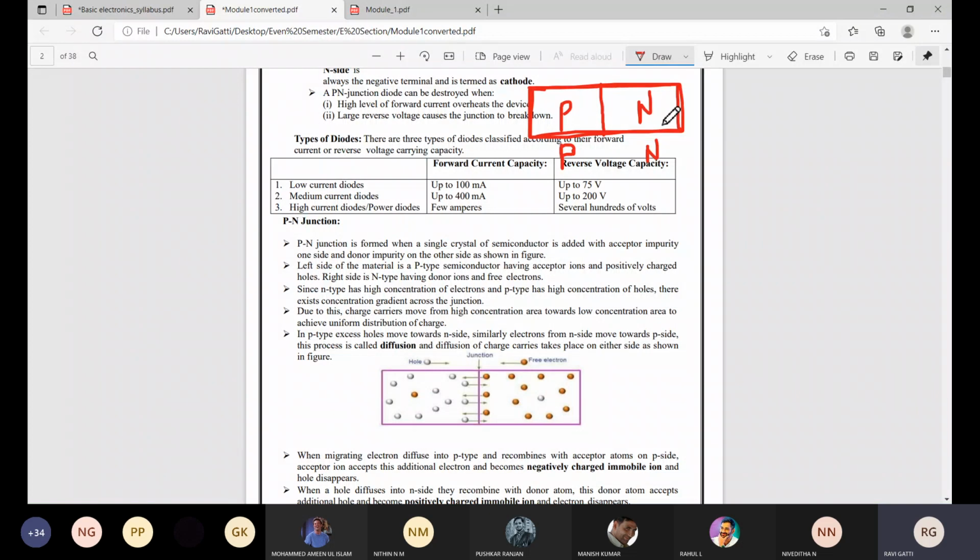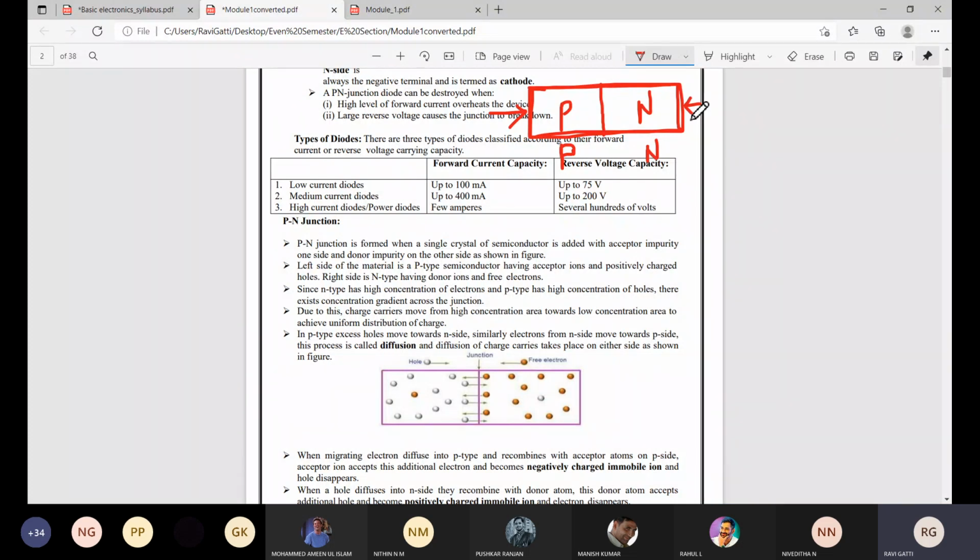Okay, so now you can see here the PN junction. The p-type side has acceptor ions and positively charged holes. The right side has donor ions and free electrons.